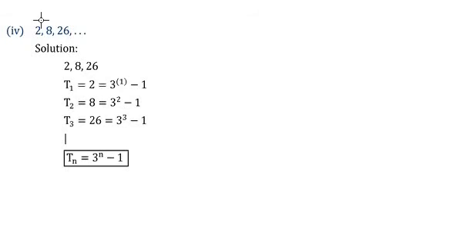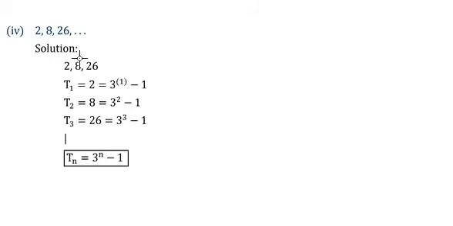So now we check by using r is equal to second term divided by first term. So 8 divided by 2 equal to 4. 26 divided by 8 is not equal to 4. So we cannot use here Tn is equal to a plus (n minus 1) into d, nor the geometric progression formula.